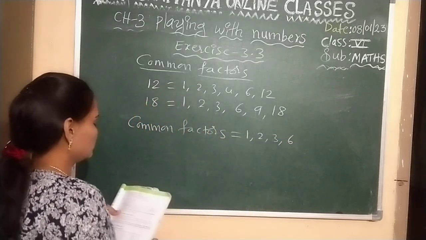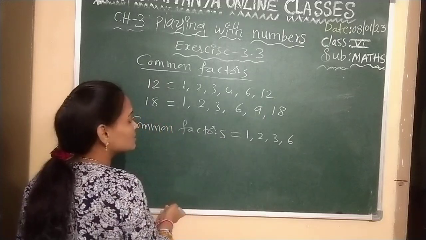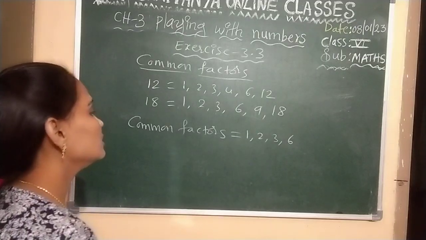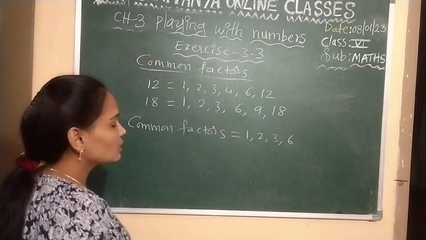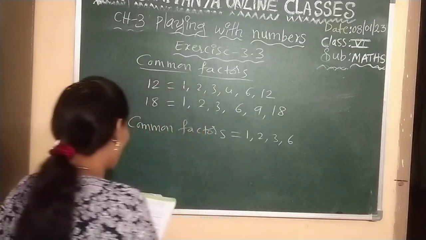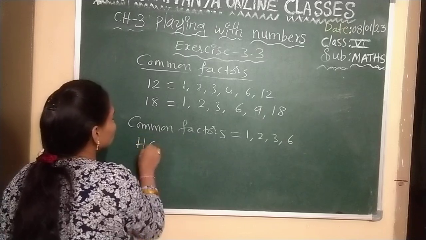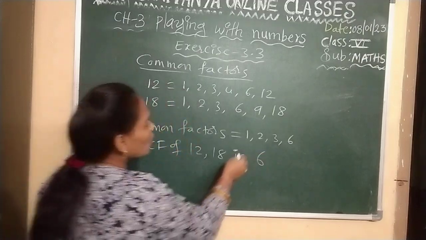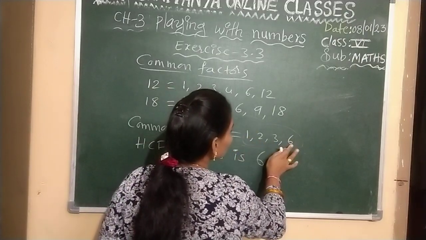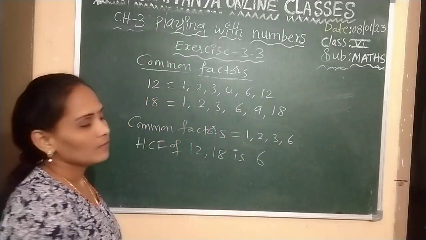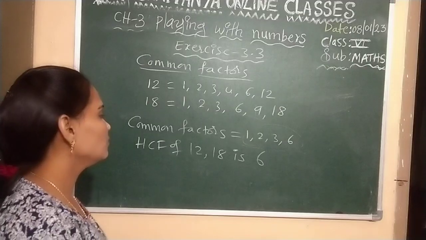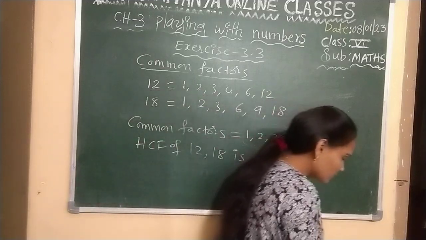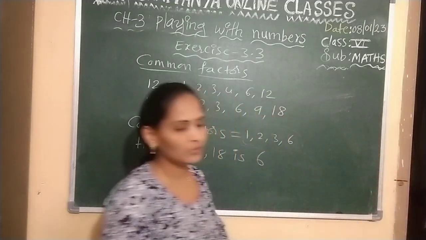Among the common factors, which is the greatest? 6 is the greatest. So the greatest common factor, also called the highest common factor or HCF, of 12 and 18 is 6. Among all the common factors, 6 is the HCF of the given two numbers. Next, I will explain the method of finding the HCF of given numbers in the next video.